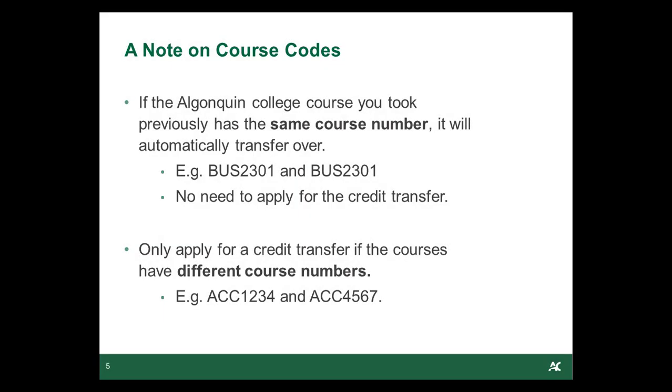Before we begin, please note that if the Algonquin College course you took previously has the exact same course number as the course that you're seeking an exemption from, so for example, BUS 2301 and BUS 2301, you do not need to apply for an exemption, as the course will automatically transfer over to your new program. You only need to apply for an internal exemption if these two courses have different course numbers.